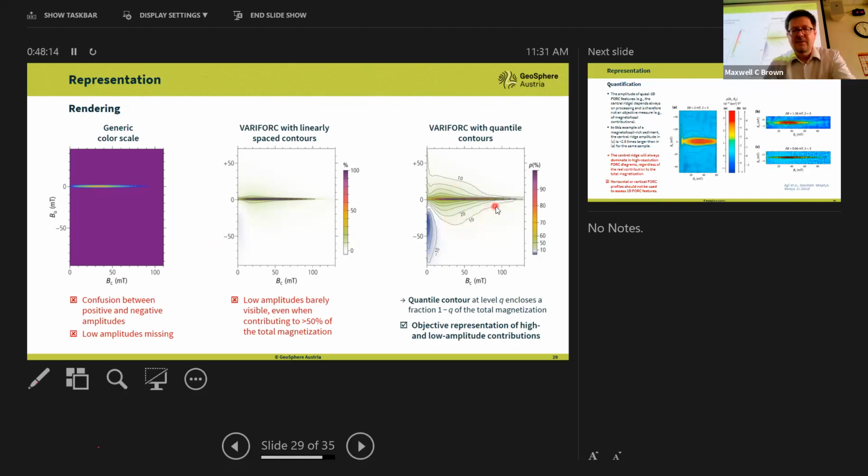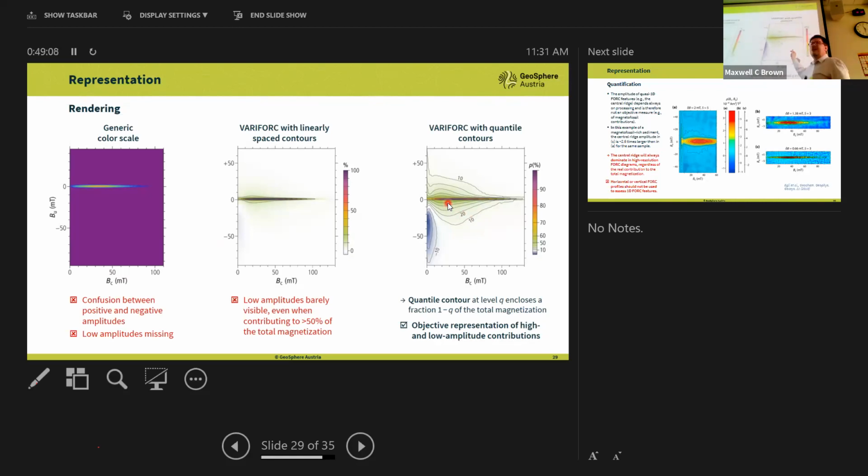It is defined so that FORC amplitudes that are smaller than this contour level contribute to 10% of the total magnetization. That means all that is outside of this contour contributes to 10% of the magnetization of the sample. Conversely, we can say that what is inside this contour represents 90% of the magnetization. And in this way, you get an immediate impression of how much a certain feature in your FORC diagram contributes to the magnetization. And if you start counting contours, 10, 20, 30, 40, 50, you see that the 50 contour line is the one that is enclosing the central ridge.